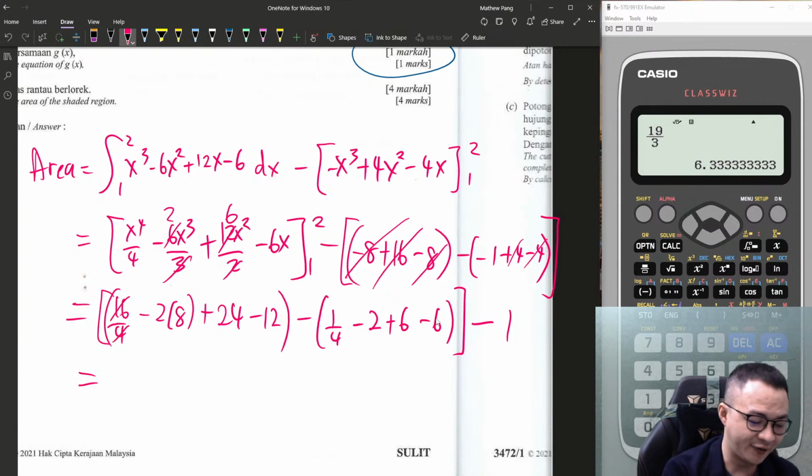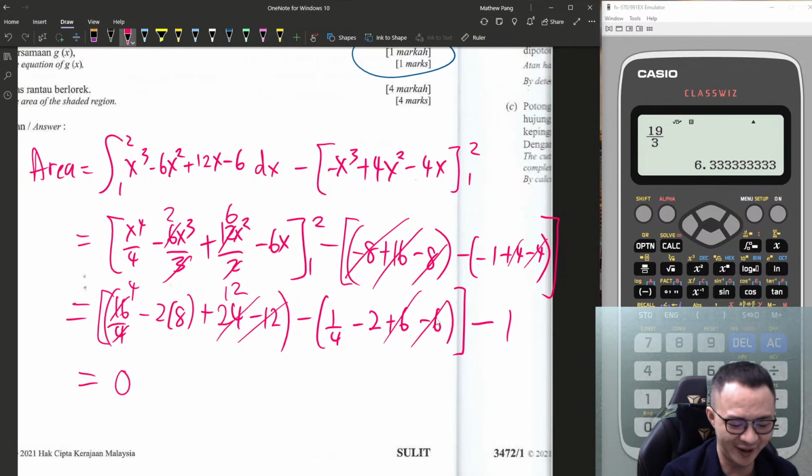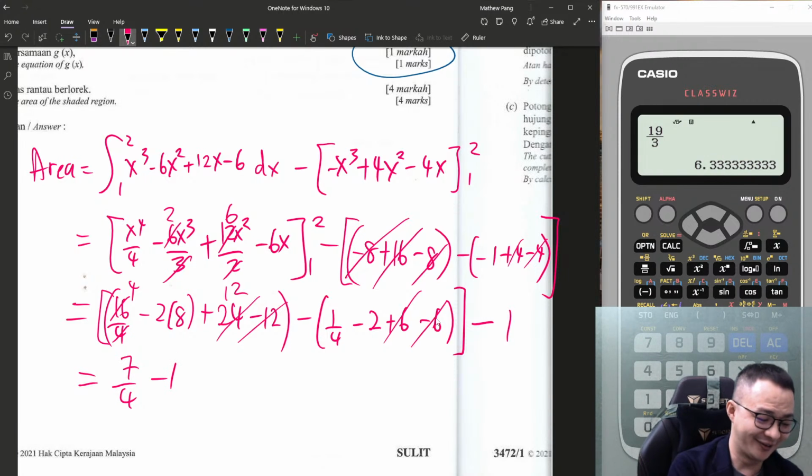And here this is 4. Okay, this minus, I will get 12 minus 16. 16 minus 16 is 0. Okay, interesting. 6 minus 6. Okay, this is negative 7 over 4. So this is 7 over 4 minus 1, so yeah, 3 over 4 as my final answer.